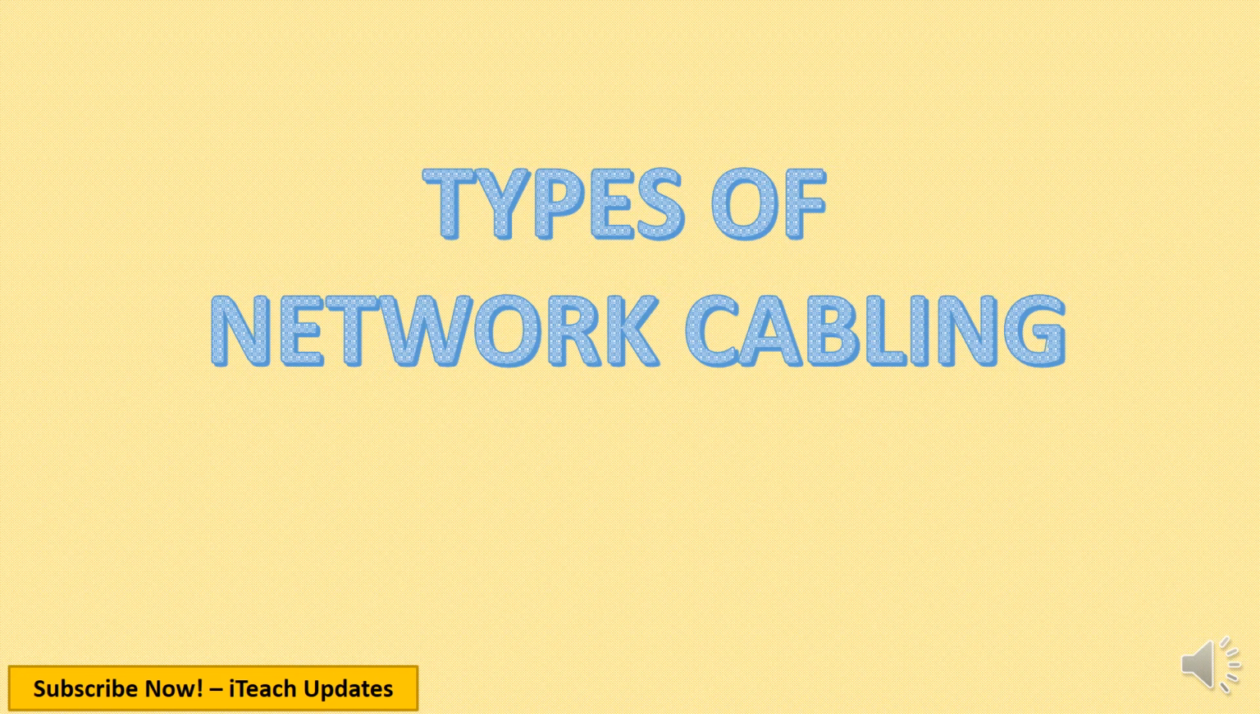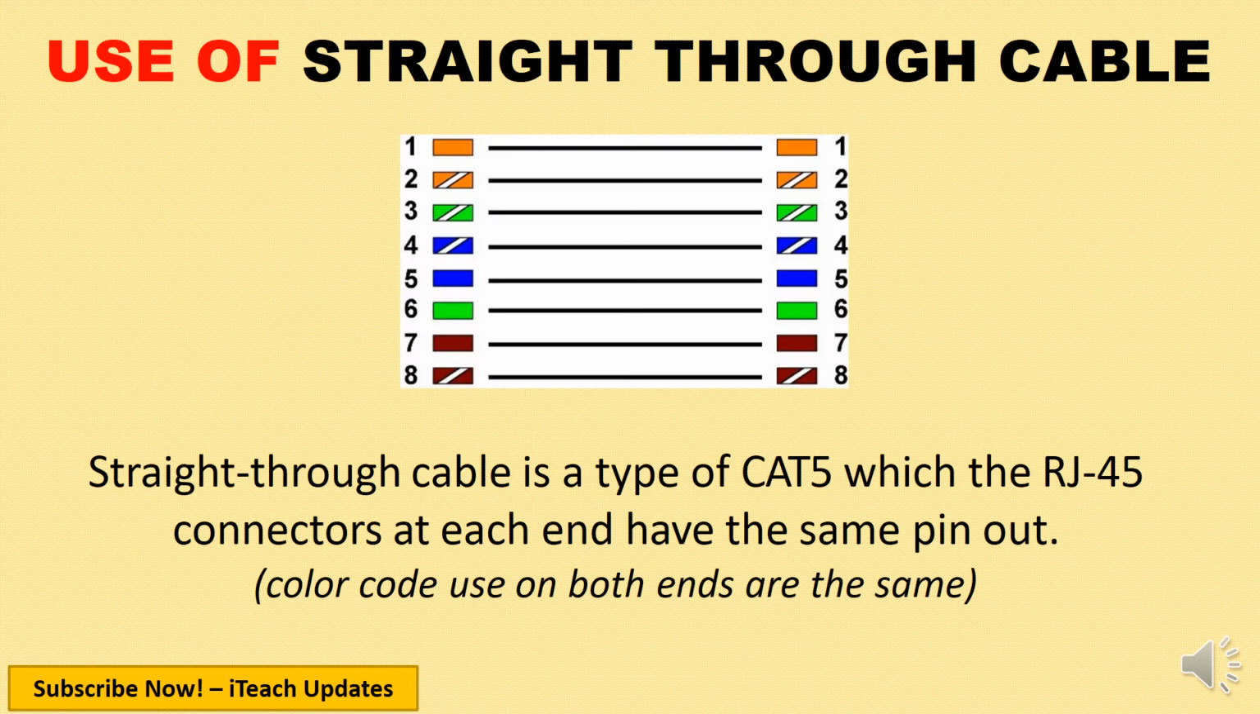Types of network cabling. Use of straight-through cable. Straight-through cable is a type of Cat5 in which the RJ45 connectors at each end have the same pin out. The color code used on both ends is the same. Look at the picture.